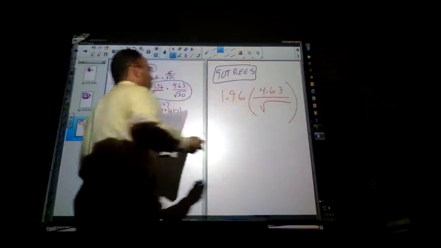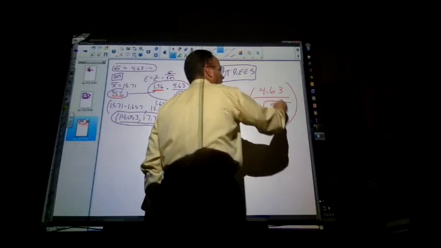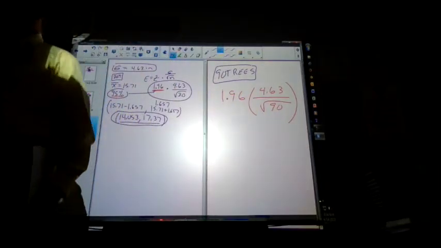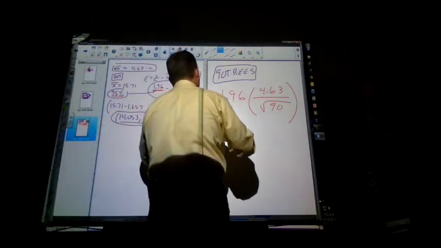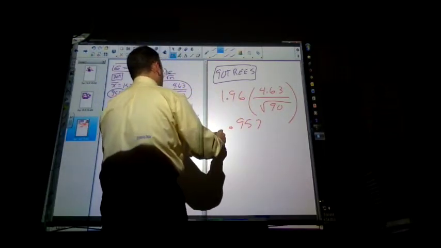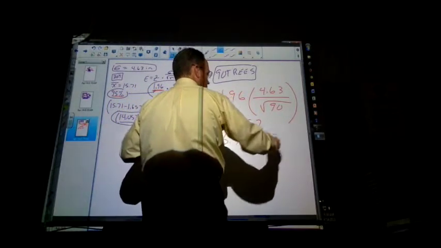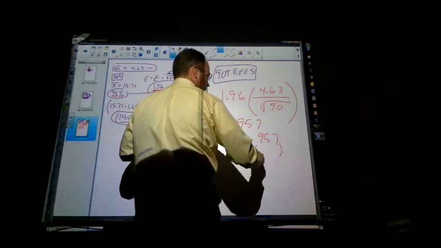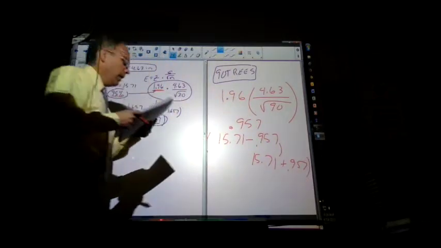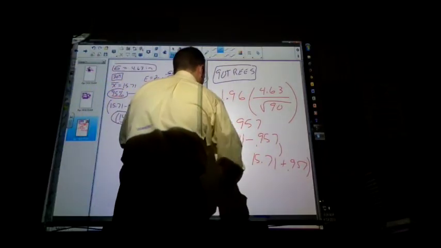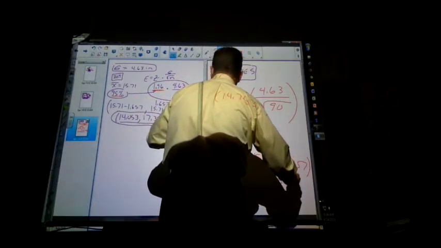But what's my square root going to be? It's going to be 90. So is this a larger number in the denominator than it had been? Yeah, so if you do the math, this is going to come out to 0.957, which means I'm going to do 15.71 minus 0.957 and 15.71 plus 0.957. And I'm going to find that this goes from 14.753 inches to 16.17.